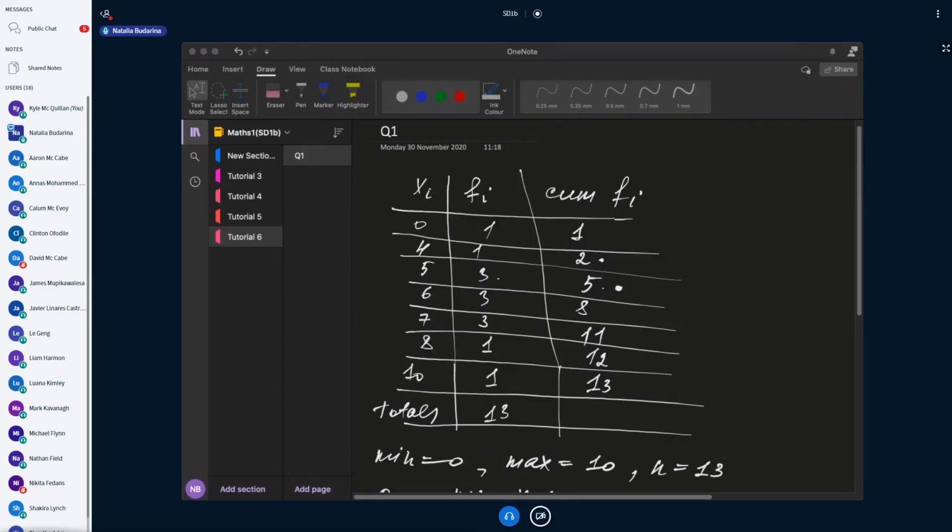And the last number you consider, 13, corresponds to the number of the numbers, or the sum of all frequencies.